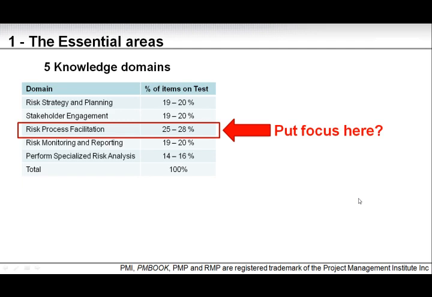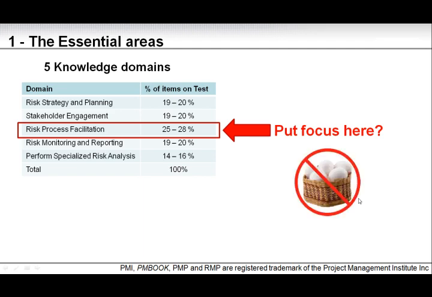So if looking at these 5 areas and the percentage of items expected in the test, it looks like that we should be focusing our effort on the risk process facilitation. That is true, but it's also not true. If you do that, you risk that if you get it wrong, you will fail. You put all your eggs in one basket. So this is not the approach that we are going to advise you to focus on when you are preparing.